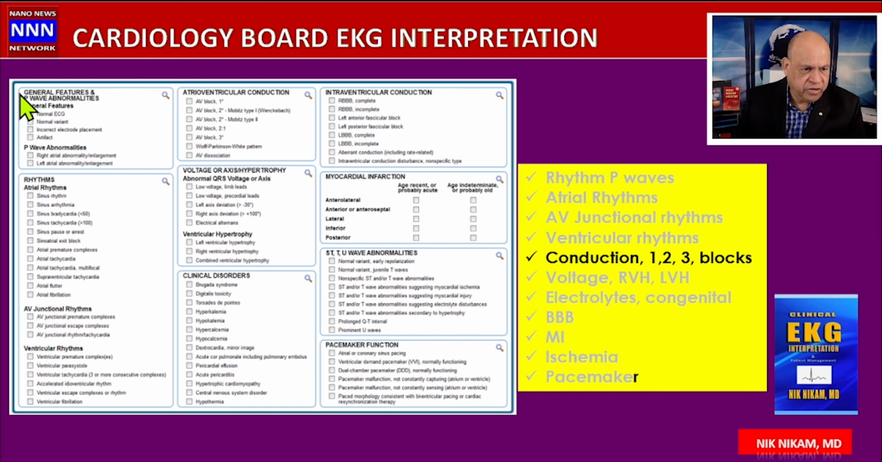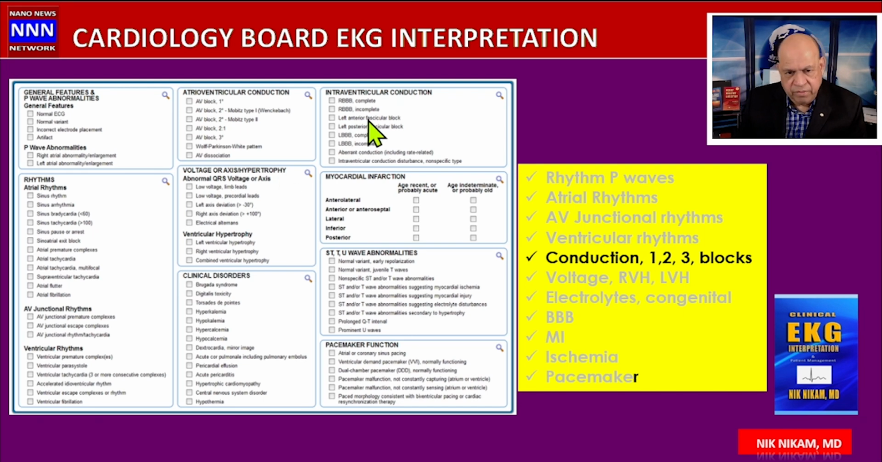I have several presentations for each one of these segments, and there's an overall presentation covering this entire answer key sheet. Please do watch them. We have already covered general features, rhythm disturbances, atrioventricular conduction delays, axis and voltage. In this presentation, we're going to be focusing on clinical disorders, that is metabolic disorders affecting the electrocardiogram, or the electrocardiogram reflecting the metabolic disorders, and some congenital conditions that can give abnormal electrocardiograms.